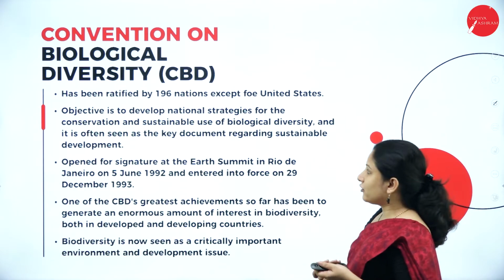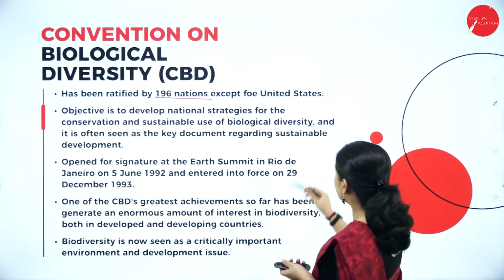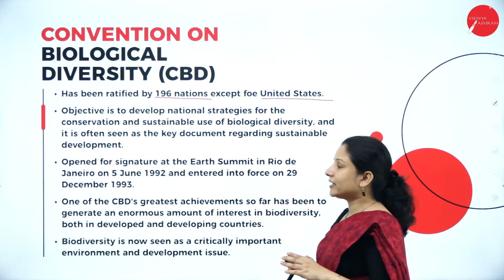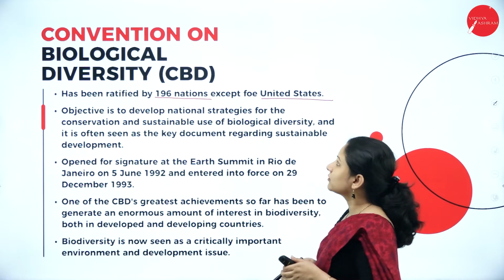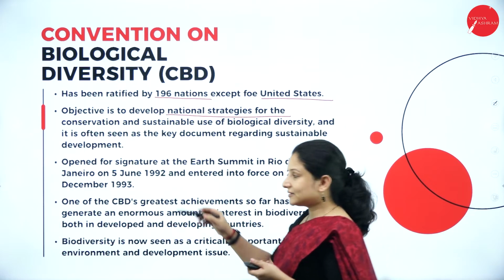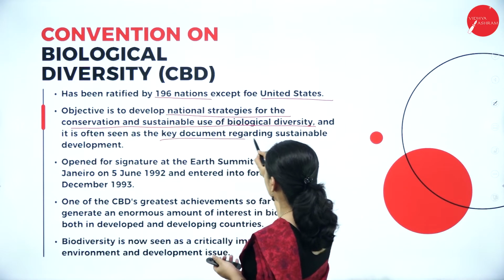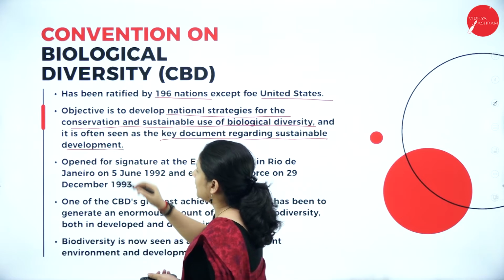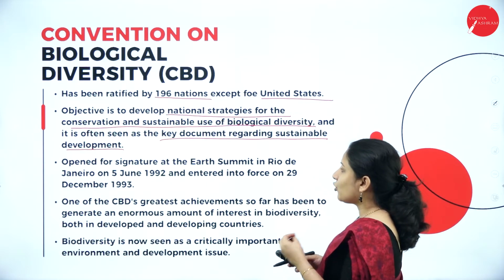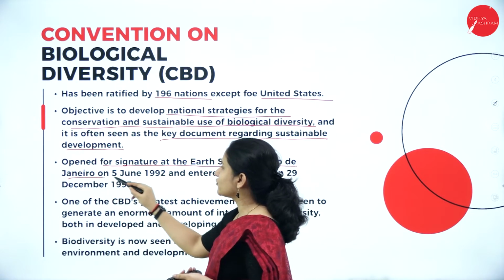This Convention on Biological Diversity has been followed by 196 nations so far, but till date the United States has not followed it. The objective of the Convention on Biological Diversity is to develop national strategies for the conservation and sustainable use of biological diversity, which is one of the key documents regarding sustainable development. And this CBD, the Convention on Biological Diversity, was opened for signature at the Earth Summit in Rio de Janeiro on 5th June 1992.